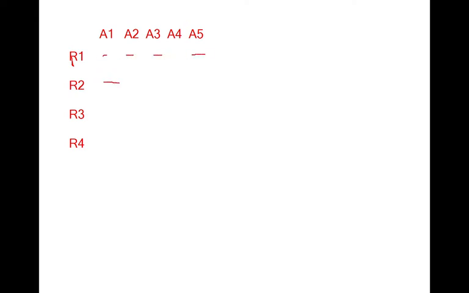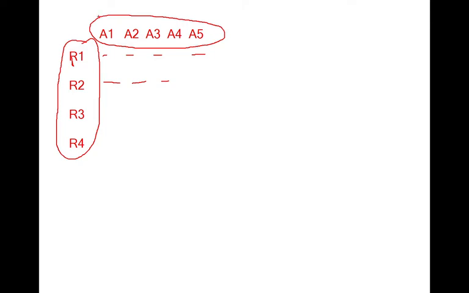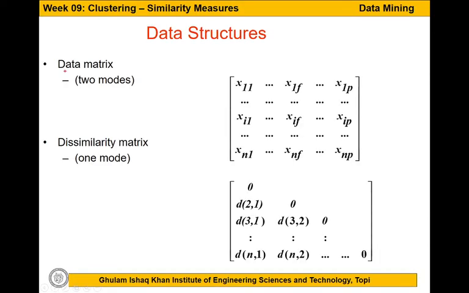So if you see here, this is a data matrix which is two mode. The rows represent a different entity and the columns represent a different entity. So these are two modes, right? So the data which we are given for clustering can be a data matrix, which is two mode as you can see here, and it can also be a dissimilarity matrix, where the dissimilarity matrix is always one mode, right?